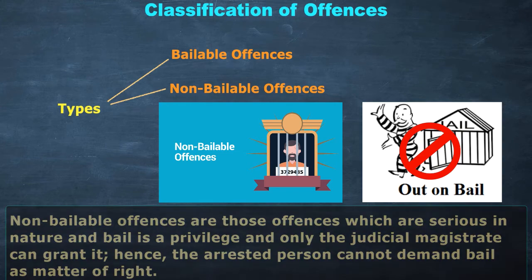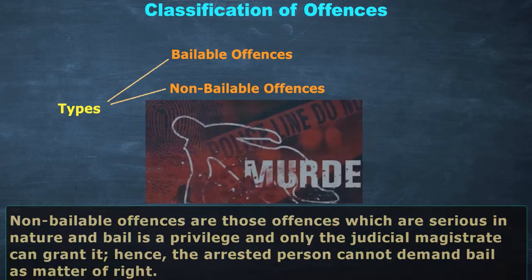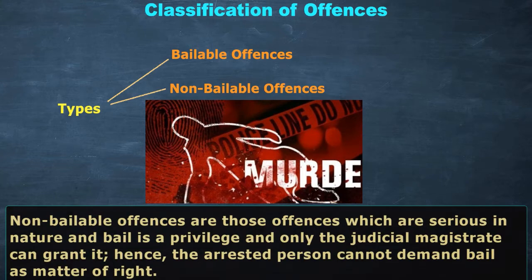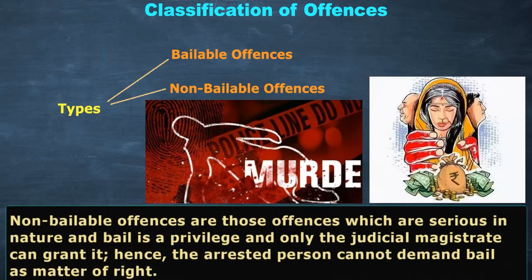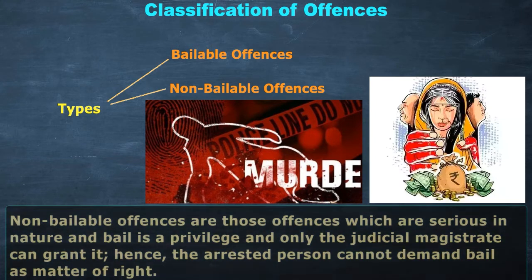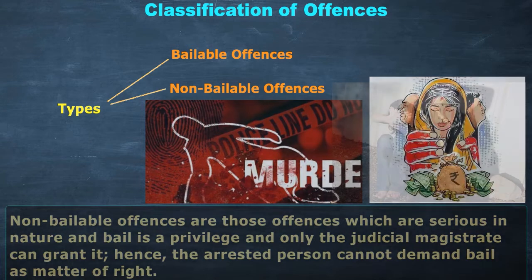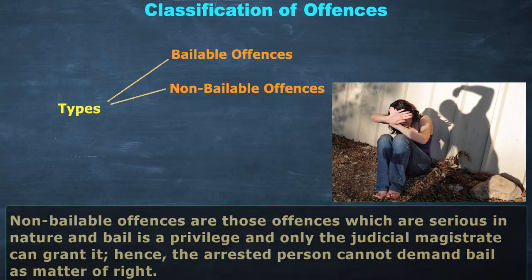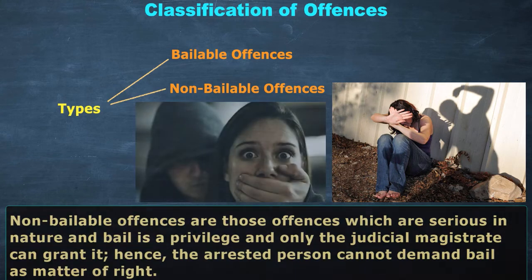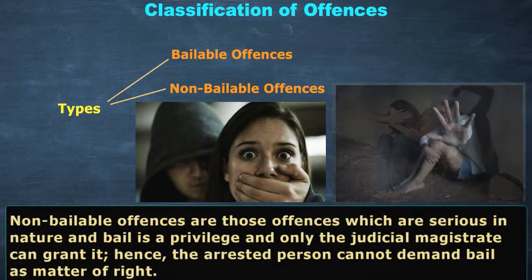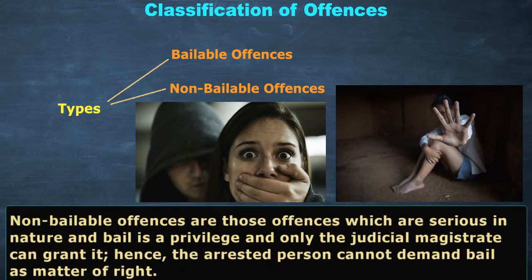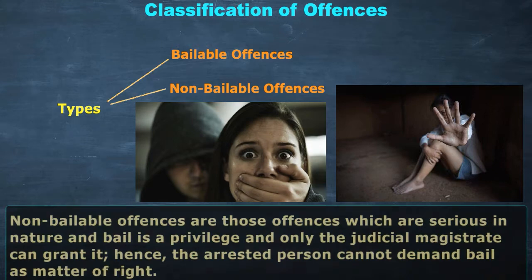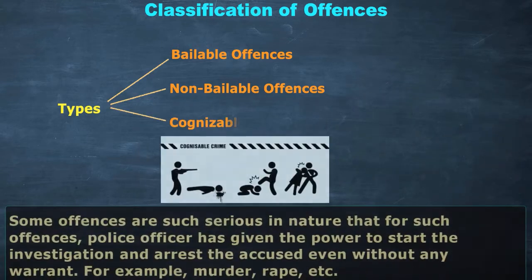Examples of non-bailable offense are murder, section 302 of the Indian Penal Code, dowry death, section 304B of the Indian Penal Code, attempt to murder, section 307, voluntarily causing grievous hurt, section 326, kidnapping, 363, rape, 376, etc. All these offenses are covered under non-bailable offense. Next one is cognizable offenses.